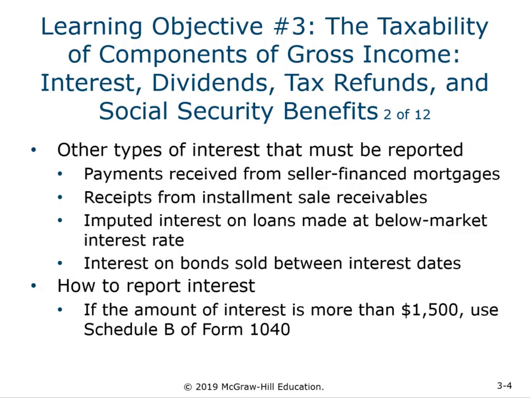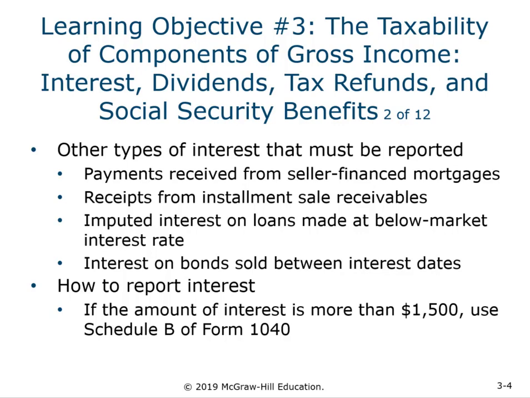Other types of interest that you might run across when you're looking at preparing somebody's tax return. They may have sold their house or their investment property, and rather than getting all the money from that sale, the person that buys it asked to pay them over time. And that's what we call a seller finance mortgage. And so you're receiving interest just like a bank would. Okay, and so that's interest income. Same thing with installment sale receivables. Should always be interest on those.